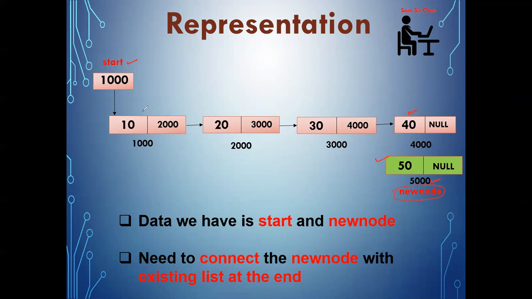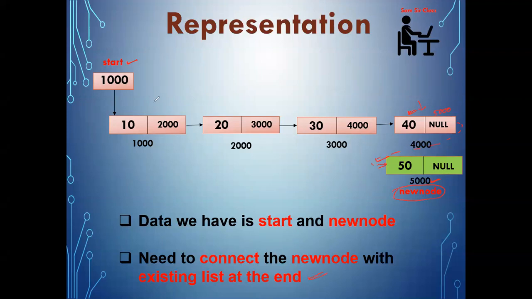But the problem is I need to traverse and reach the end first of all. Once I reach the end of the list, or the last node, the connection is very easy, because in the next part of the last node, I need to keep 5000 so that this connection can be established. Okay. So how to reach the last node? That is the challenging task. Because we need to connect the new node with the existing list at the end.